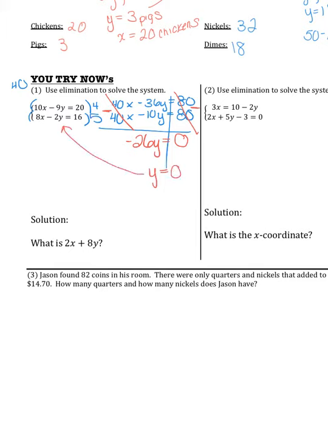So if I plug it in for y, it just basically cancels out my y, and I'm left with 8x is equal to 16, making x then 2. And so my solution is 2, 0.